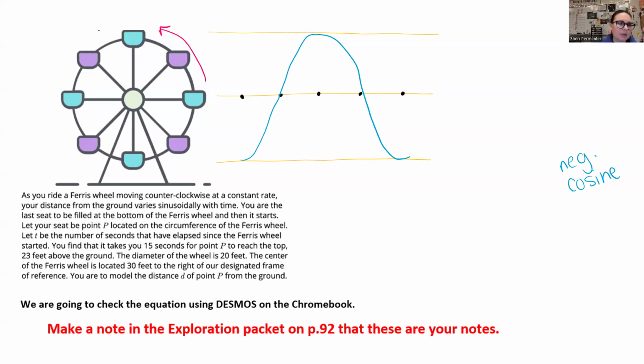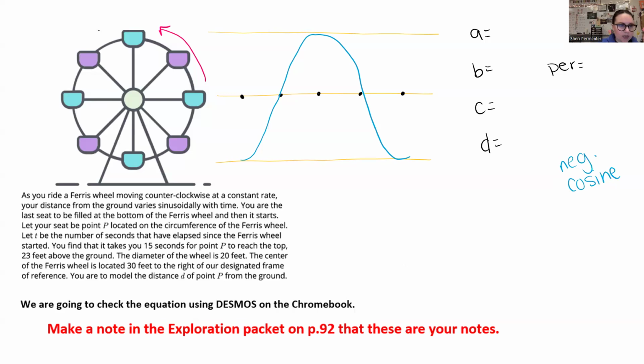I didn't write down A, B, C, and D. I'm going to do that because I need to find all these pieces: A, B, C, D. And I'm also going to find the period from the graph and work backwards again. And I know it's a negative cosine because it's a frowny face.